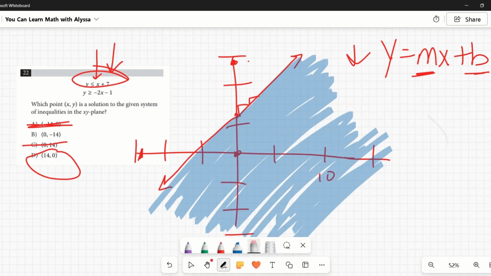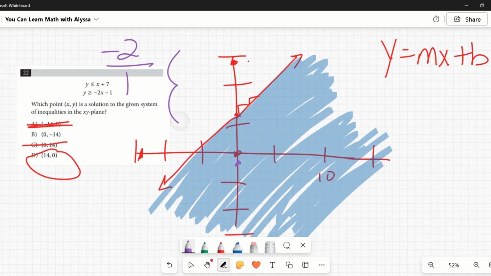Then we have our other inequality, y is greater than or equal to negative 2x minus 1. So it has a y-intercept of negative 1 and a slope of negative 2, which we could write as negative 2 over 1. So it's going down 2, then to the right 1. Because this is our rise on top, up or down, and this is our run on the bottom, left or right. Change in y over change in x. So in this case, negative 2 and 1.